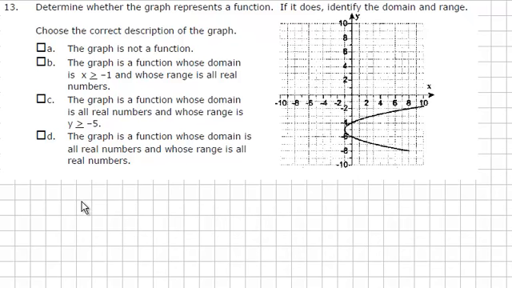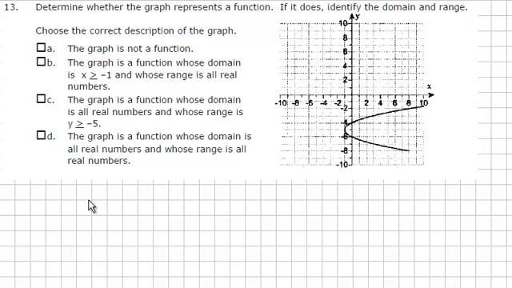Determine whether the graph represents a function. If it does, identify the domain and range. Well, the first thing we have to remember is the definition of a function. So recall that for a function, each valid input x produces exactly one output y.